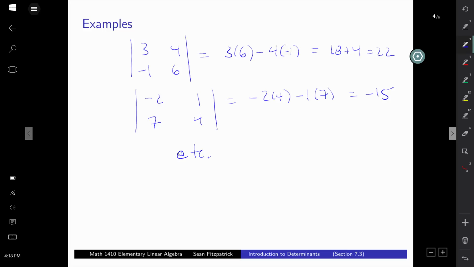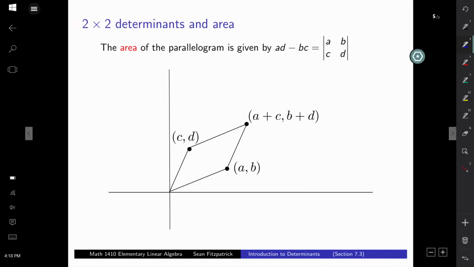Okay, so once you have 2 by 2 down, you can move on to 3 by 3. We'll do 3 by 3 in the next video. One comment before we go on. We can also use 2 by 2 determinants to compute area. I think this was mentioned back in chapter 3, but just in case you've forgotten.